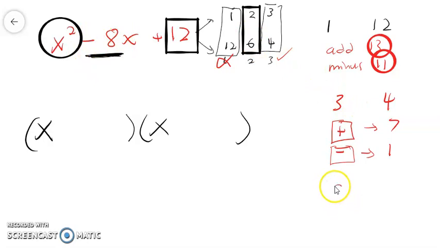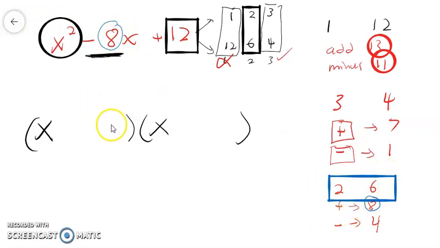Now let us try 2 and 6. Here we add, we get 8, and we subtract, we get 4. There you are, we have an 8 over here. So this could be our pair. We just have to write it down, 2 and 6 over here. How do we get minus 8?